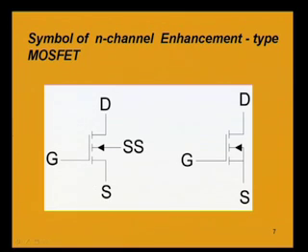this is the symbol. Here we see that there is a gap between the gate and the body. Basically, this gap signifies the insulating material silicon dioxide, which separates the gate from the body of the MOSFET, and these 3 broken lines are signifying the absence of a channel between the drain and the source.